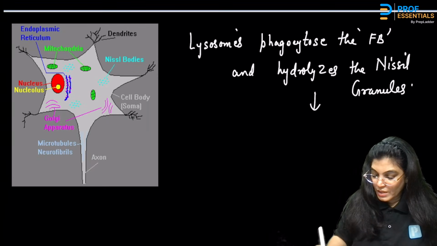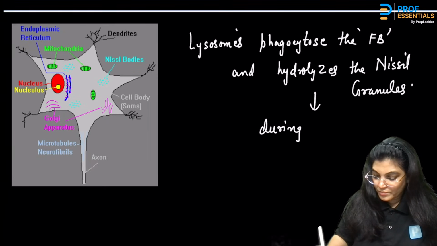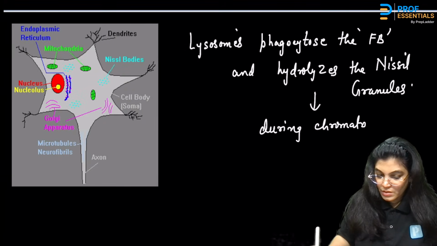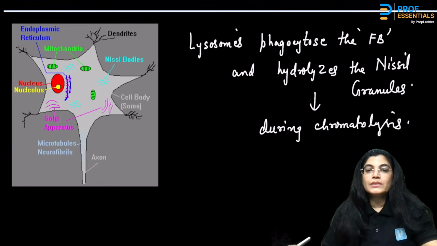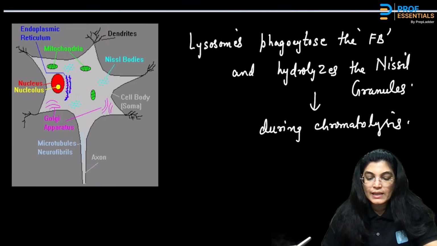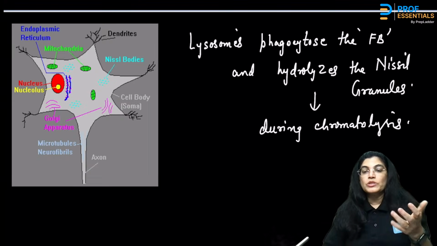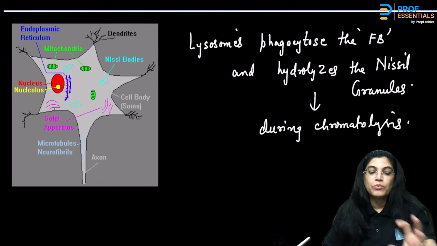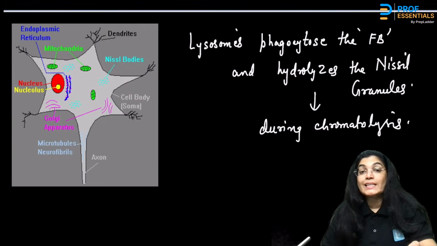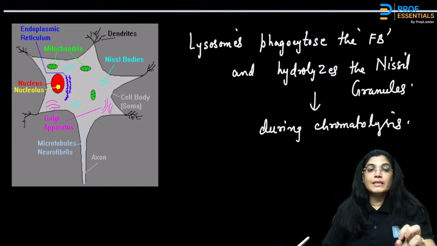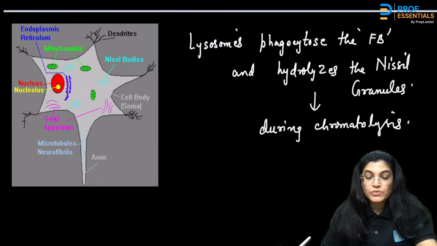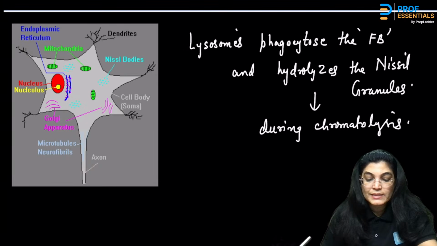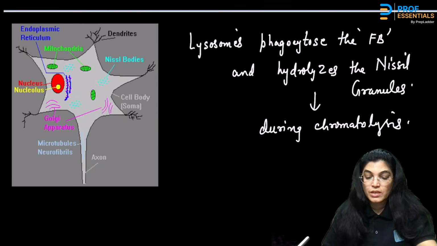Okay, during the process of chromatolysis. Now, if I am talking about aged neurons, there is also the presence of lipofuscin, which is also called wear and tear pigment. This pigment is golden brown in color and seen in the cell bodies of aged neurons. This is an important point which you have to note down.